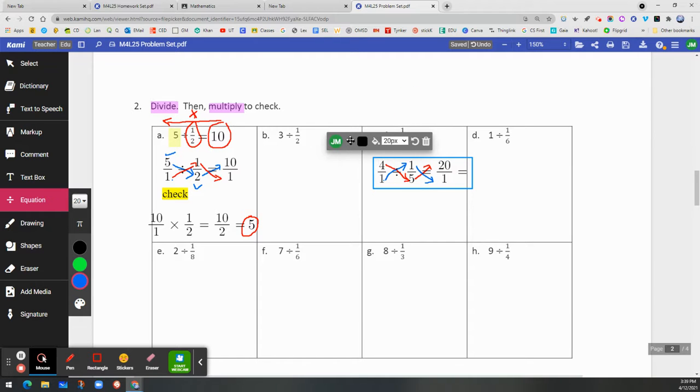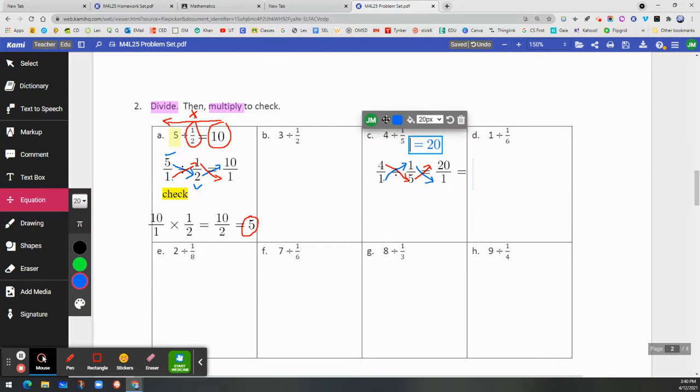And let me move this. Oh man, it's not going to let me. Okay, so I'm going to leave it there. So the answer is 20. I'm going to write the answer up above where it should be. So 20 divided by 1 equals 20. Okay, we have the answer in place.